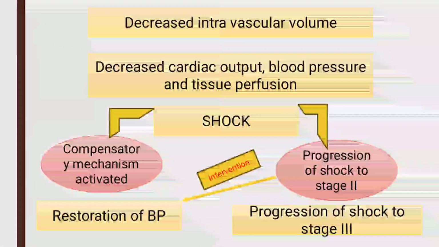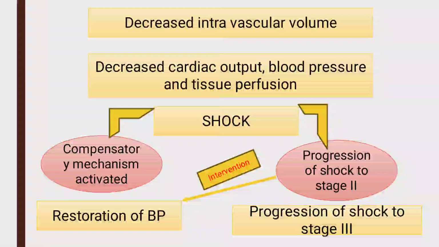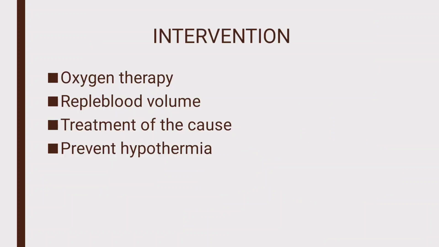Now, what could be the treatment? If the compensatory mechanism is active and can restore the blood pressure, then it is okay. But if it is going to stage 2, then you have to do some intervention. Otherwise, it will progress into stage 3 shock. What are the interventions we can give? We can give oxygen therapy to prevent hypoxia, because the patient is already having tachypnea as a result of hypoxia. So we have to prevent this.